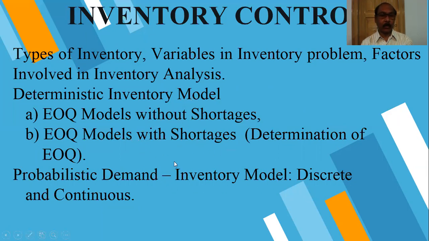And the probabilistic model, instead of determination, is given the probability of the demand of the material, and it is of two types. One is the discrete probability distribution, another is the continuous probability distribution. With the help of that, we have to calculate with the probabilistic demand.